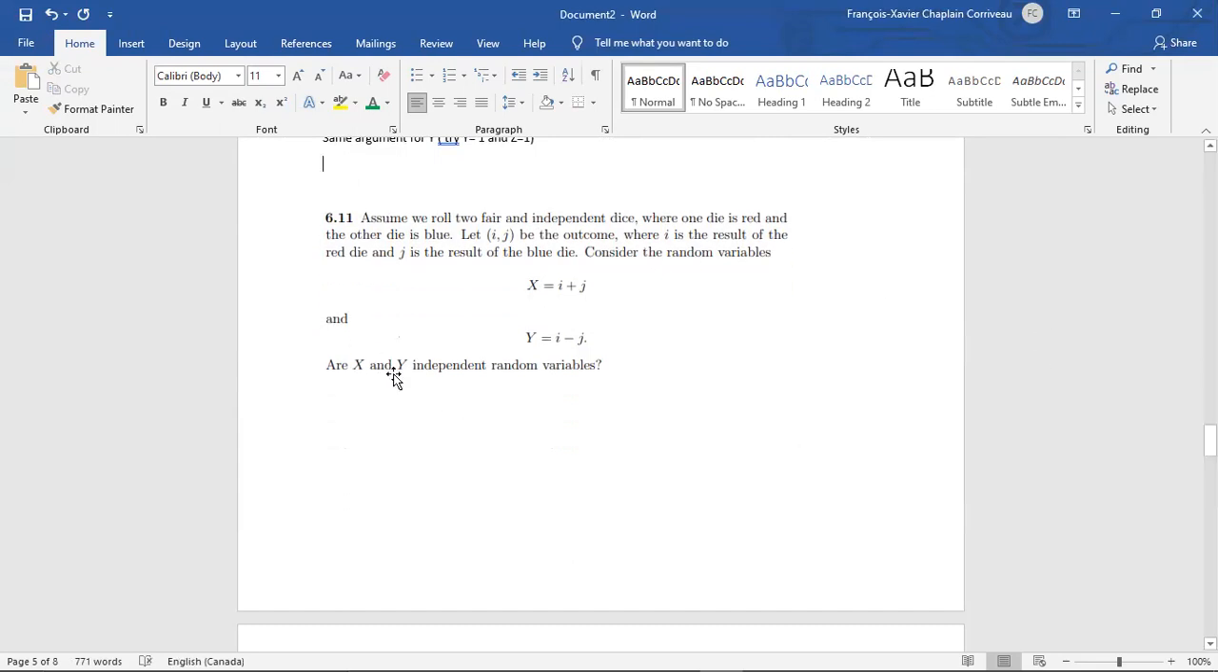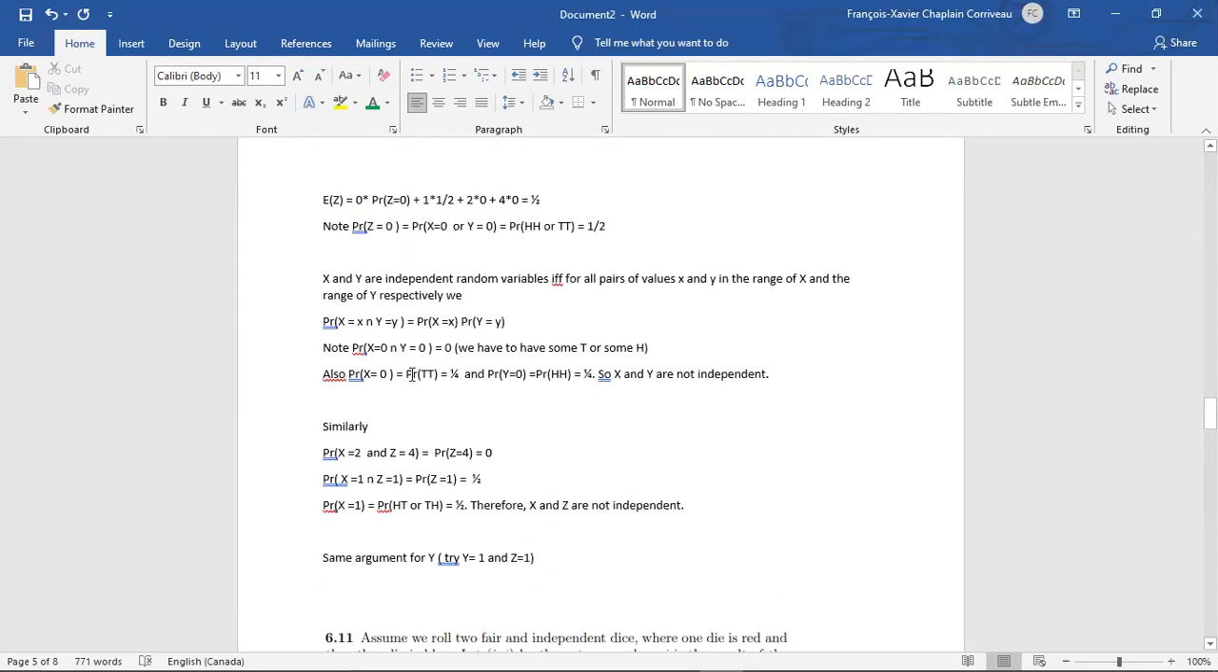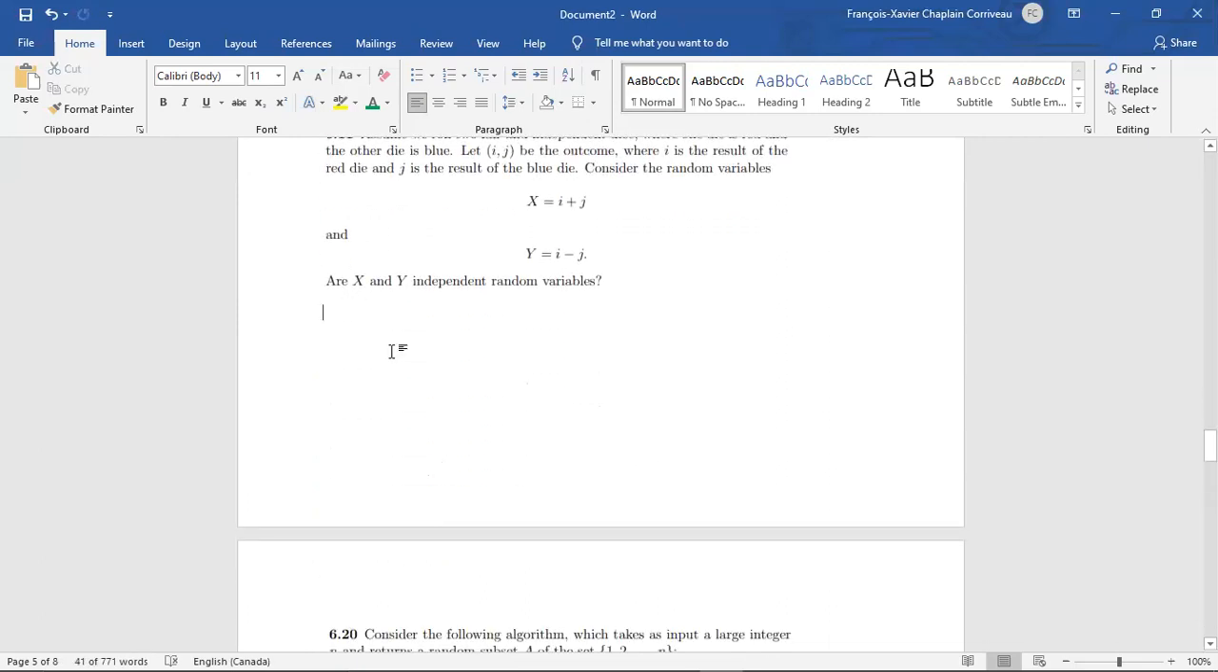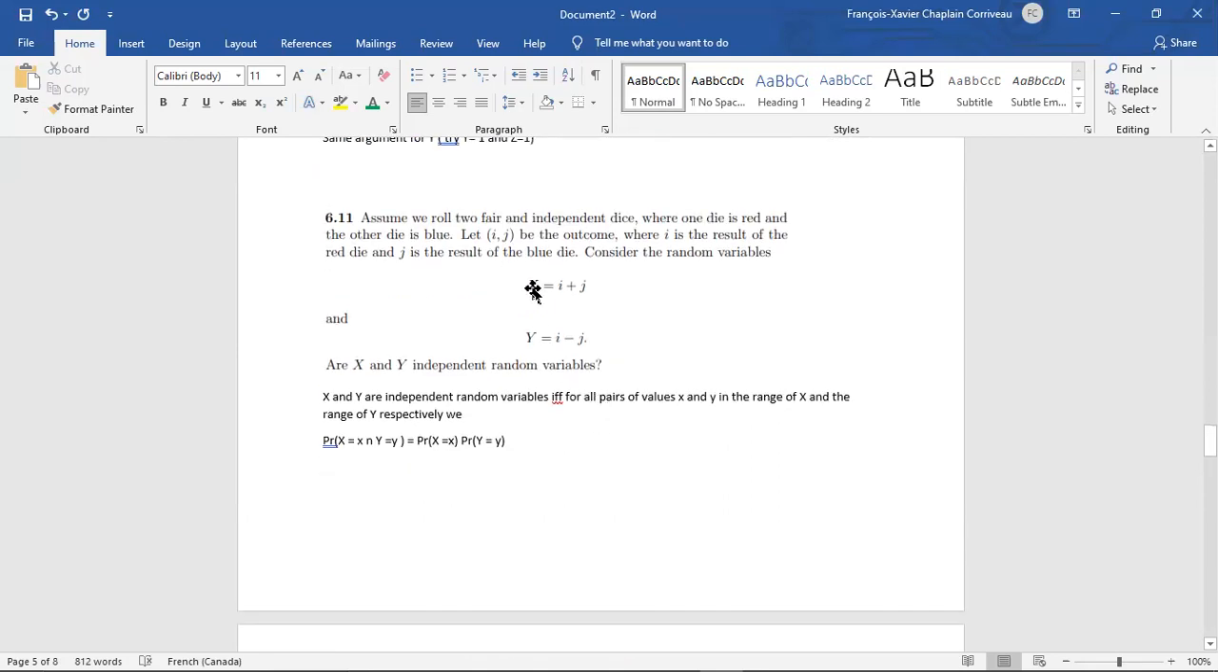So again, are our two random variables independent? What I do, I always start with my definition. So I write my definition, I copy and paste it. You state what the definition is, and that kind of gives you marks from the get-go. It means that you at least know what you're talking about. Now, we're trying to check with this definition that X and Y are independent random variables.